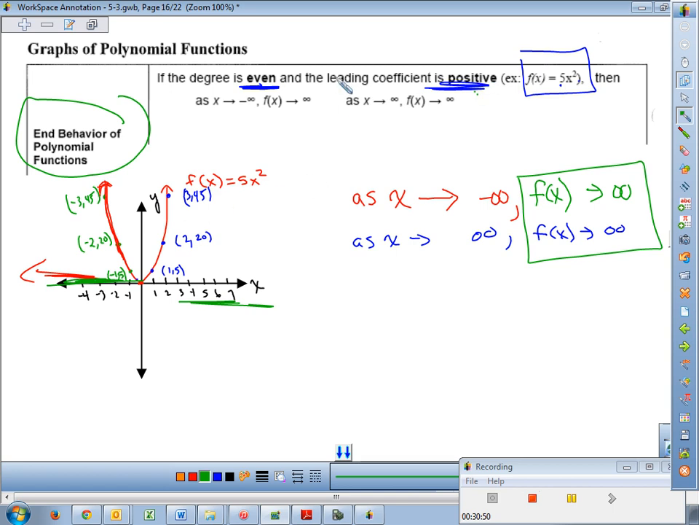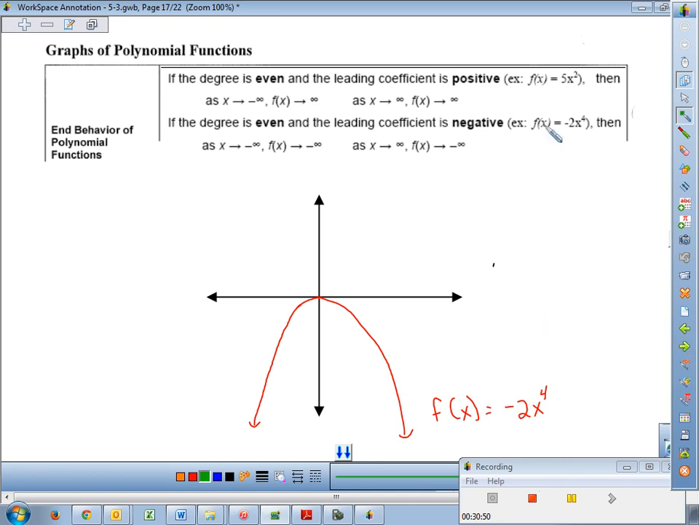So what if it was negative? It's still an even degree, but what happens if that's negative? What would this graph do? Open up or open down? It would open down, right? So it would look like this. So this is an example. If f of x was negative 2x to the fourth, isn't that a fourth degree polynomial, which is even, correct? And what's the leading coefficient? Negative. That thing's going to open down. It kind of looks like a parabola, but it's not a parabola. It's a fourth power degree, and it looks like a parabola because nothing else happened to it.